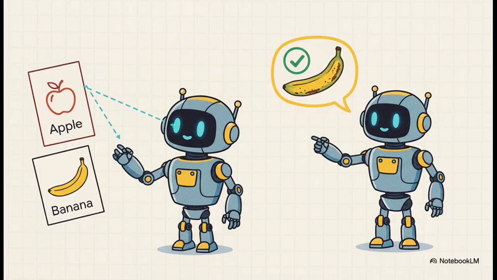But here's the real trick. It's not just memorizing. After seeing a million pictures labeled apple and a million labeled banana, the machine starts to understand the essence of what makes an apple an apple. The real test, the whole point of this, is when you show it a brand new picture it has never, ever seen before, and it can correctly say, yep, that's a banana.